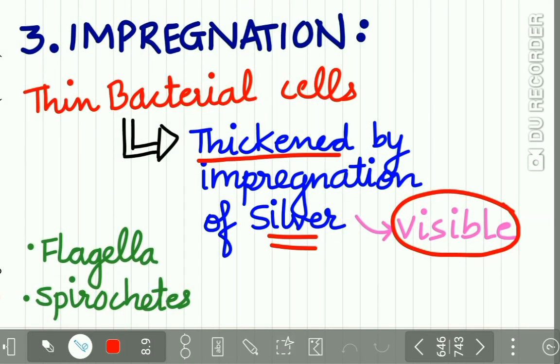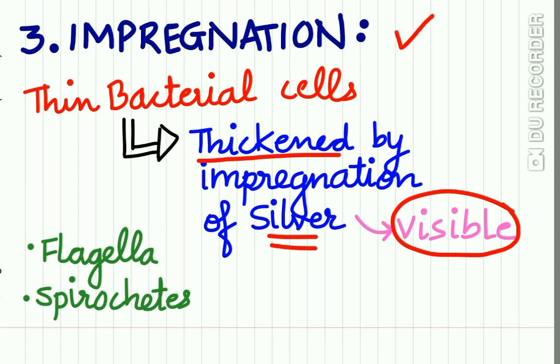colorless. The third type of stain is the impregnation method of staining. It is used for thin bacterial cells which cannot be visualized under the microscope. So these thin bacterial cells are thickened by using silver. The bacterial cells are impregnated with silver. This makes the bacterial cell visible.